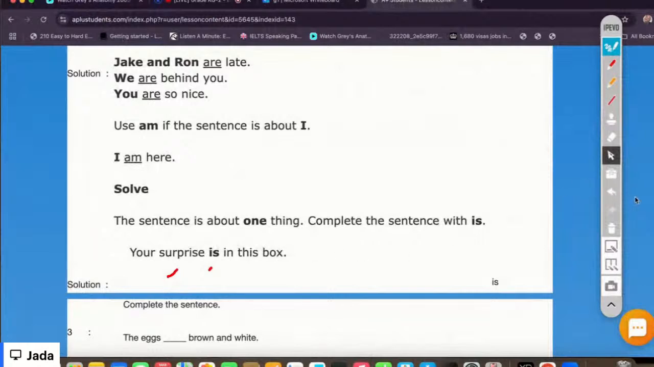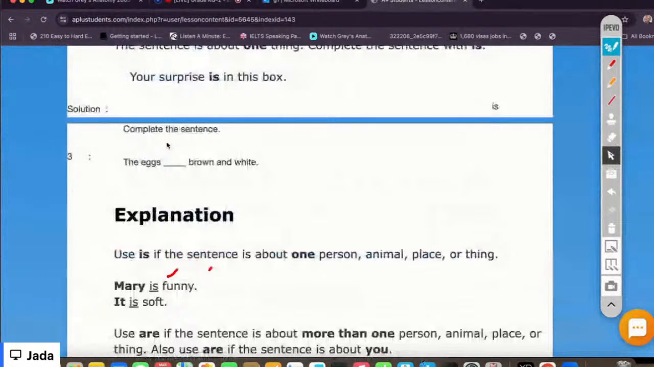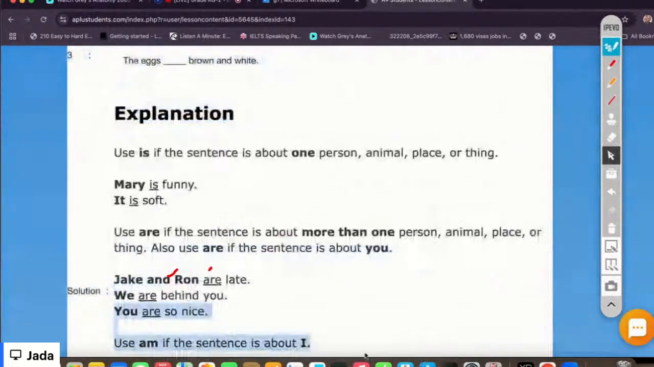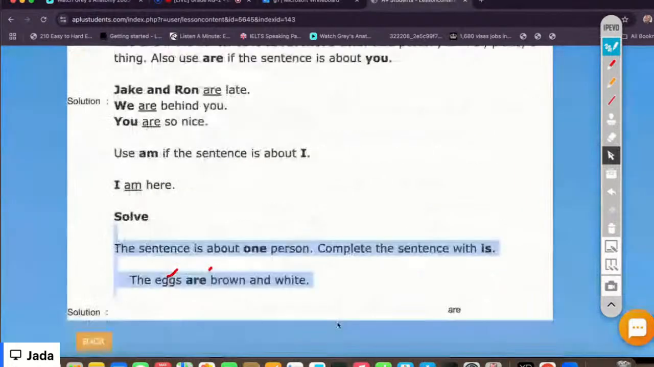Okay, so we have the next one, which will be the eggs dash brown and white. So what will it be? The eggs are, because it's already in plural, right? So the eggs are brown and white.